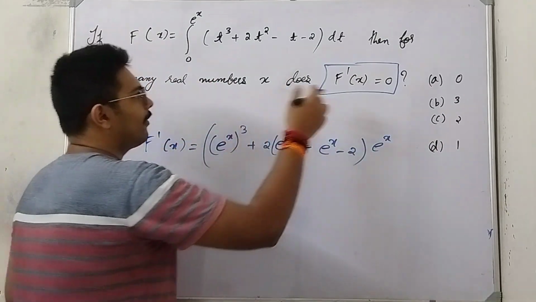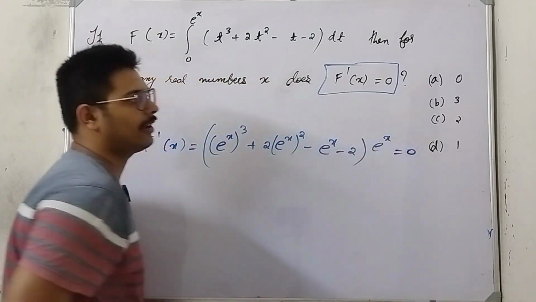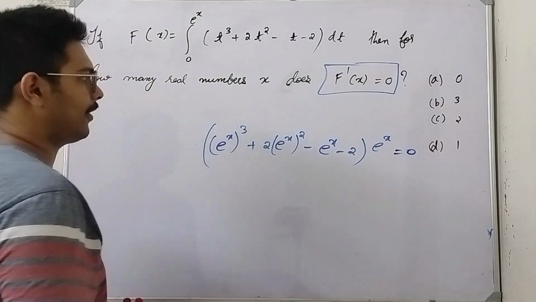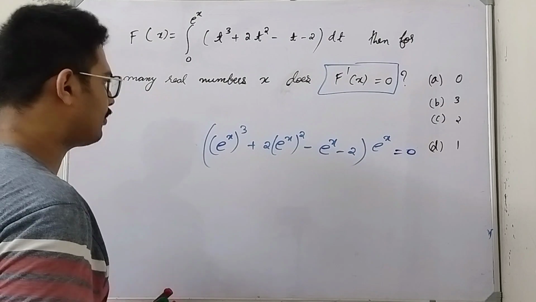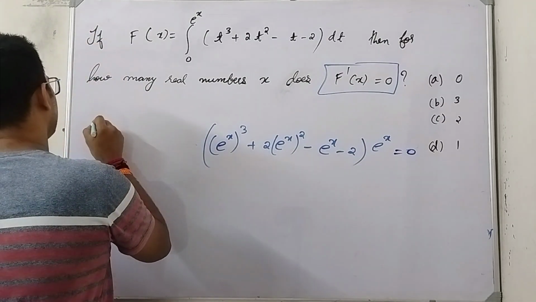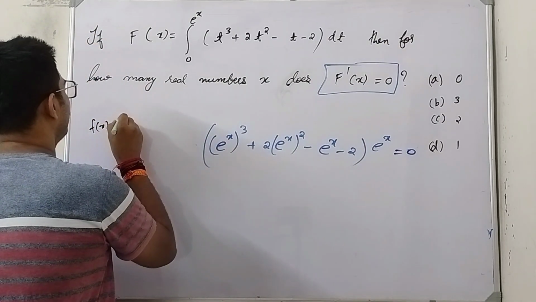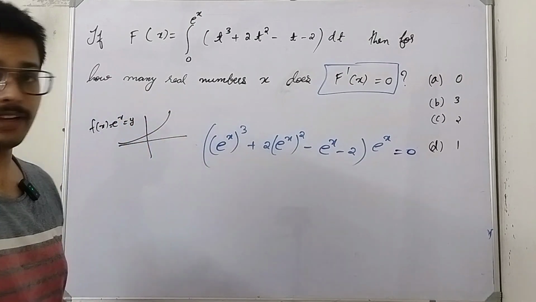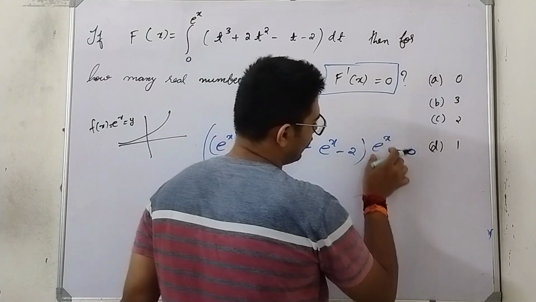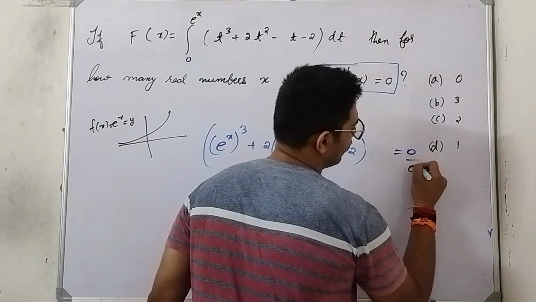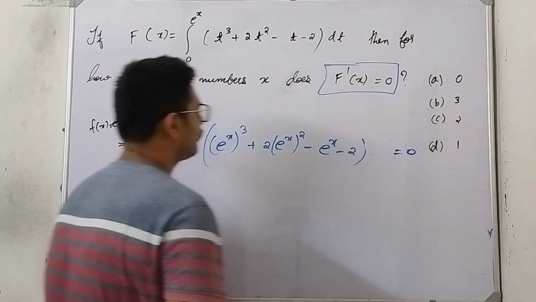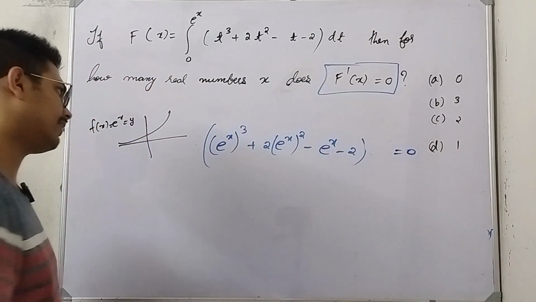Now we need to find for what value of x this is equal to 0. F'(x) equals 0. We can simplify. This is the value of F'(x). Now the exponential function y equals e^x, the graph will be like this, which means it is always greater than 0. So this quantity is always positive and we can take it to the other side. 0 divided by a positive number will be equal to 0. This never becomes negative or 0.